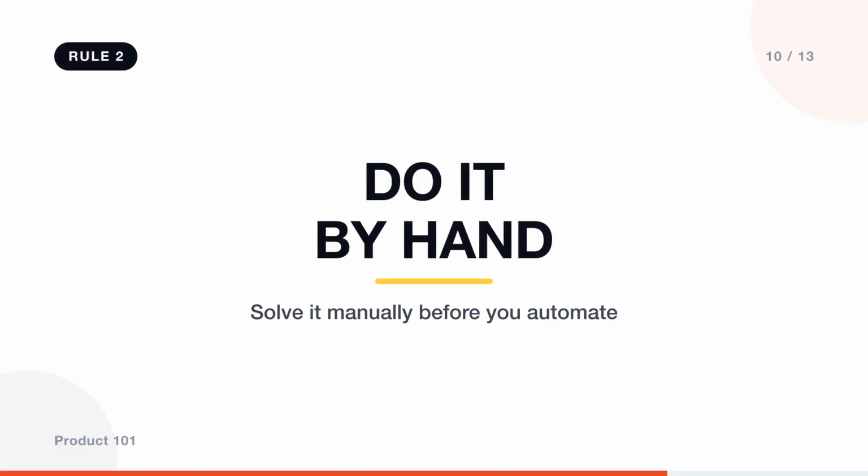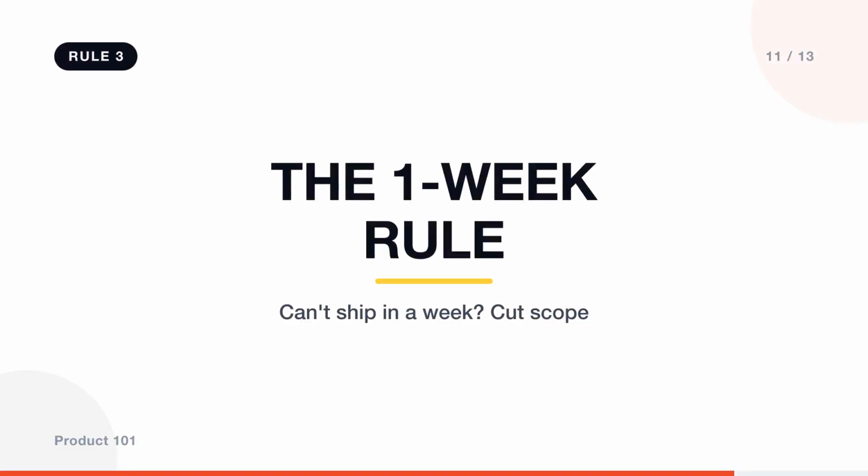2. Do it by hand. Before you code everything, solve the problem manually. Handle it behind the scenes, even if the user never knows. Do things that don't scale, because first, you need proof the solution works. Automation comes later. 3. The 1-week rule.